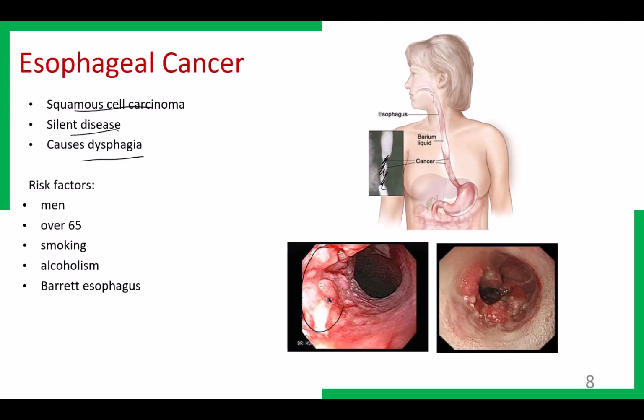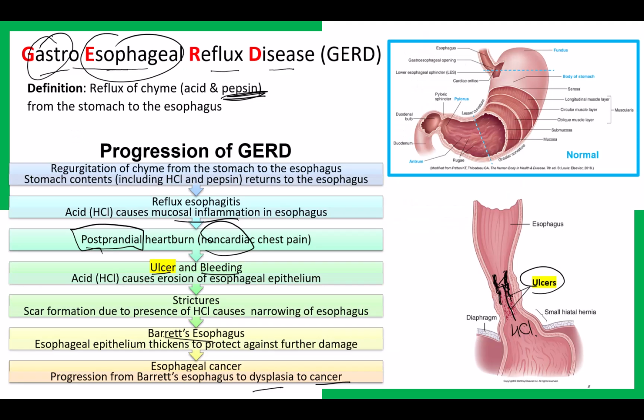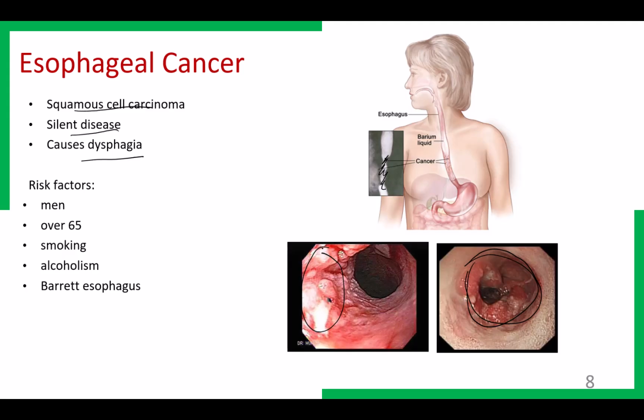So you can see over here, there's a difference in the epithelial lining where it has gone from normal esophageal epithelium to inflammation, reflux esophagitis, to Barrett's esophagus, to dysplasia, and then cancer, right? So the risk factors: men over the age of 65 who smoke, who suffer from alcoholism, and then Barrett's esophagus as being the precursor to esophageal cancer.